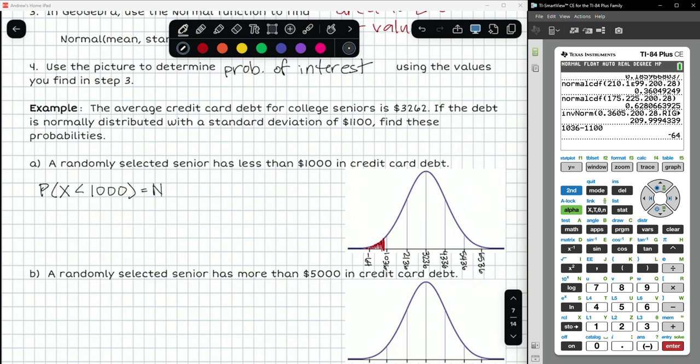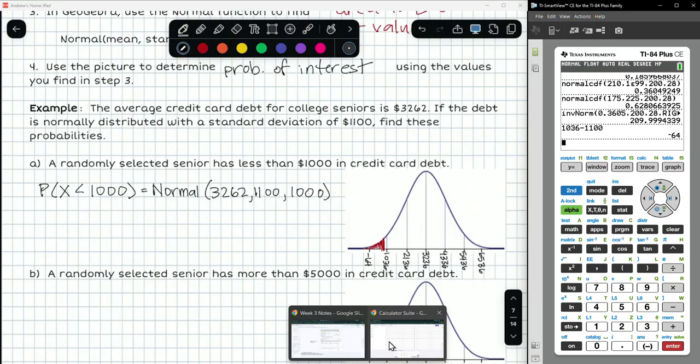So this is going to be normal, and in GeoGebra it asks for the mean and standard deviation first. So 32.62, 1100, and then it asks for our boundary value, which is 1,000. So let's go ahead and enter that in GeoGebra.